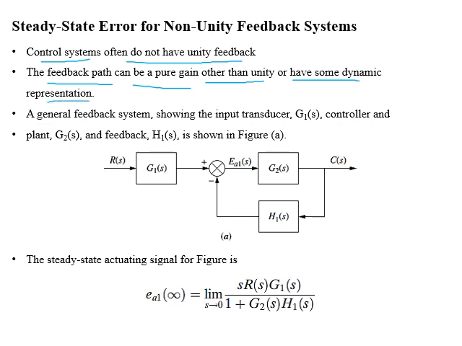If you look at figure A, we have a general feedback system showing input transducer G1 of s, controller and plant G2 of s, and a feedback path H1 of s. Now here the output of the summing junction is not a steady state error, and this will be known as the steady state actuating signal. The relation for the steady state actuating signal is given here.